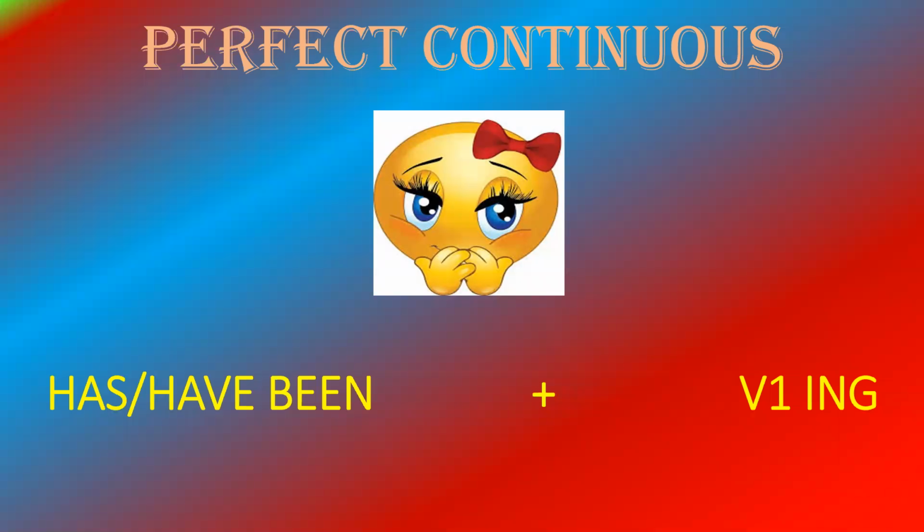Then comes perfect continuous tense. See, this is quite easy. As the name suggests, perfect continuous is the addition of perfect tense and continuous tense. As we have seen, continuous tense has ing in it. That means continuous tense loves the verb's first form plus ing, and he cannot leave it. So that is why perfect continuous will also have the verb's first form plus ing. And perfect tense loves has, have. So perfect continuous tense will have has, have plus the verb's first form and ing.